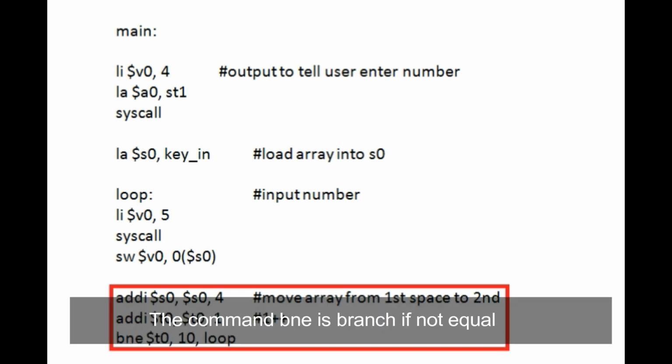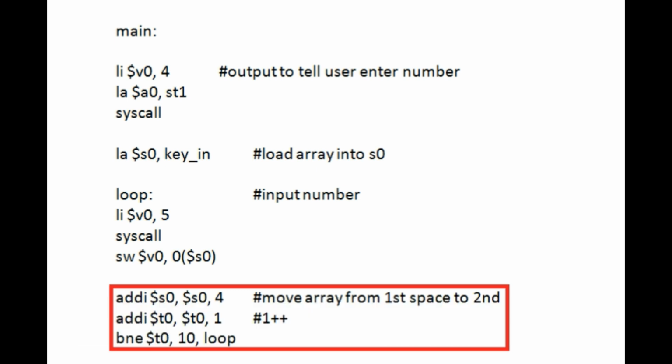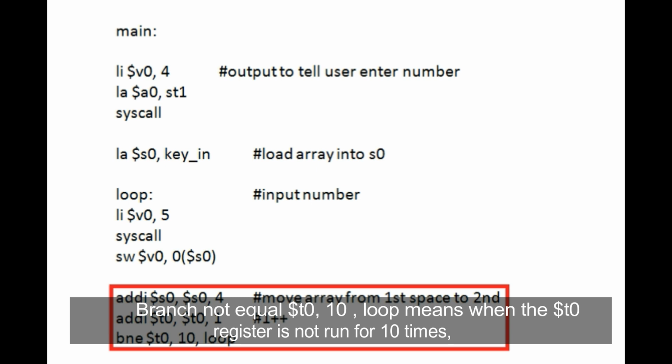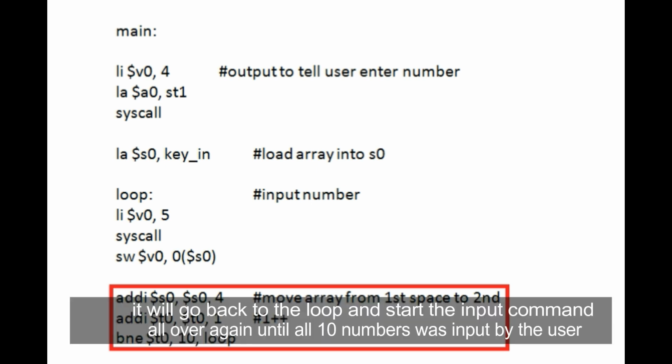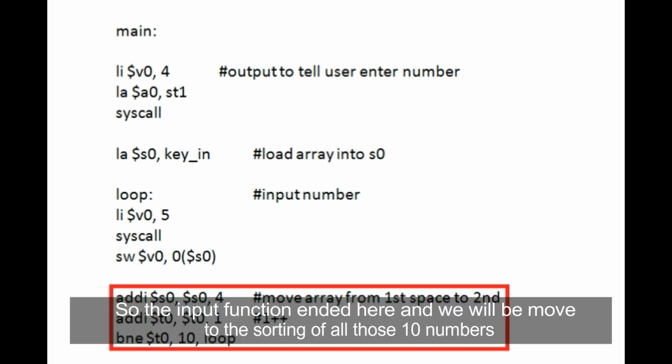The command B and E is branch if not equal. Branch not equal loop means when the register has not run for 10 times, it will go back to the loop and start the input command all over again until all 10 numbers were input by the user. So the input function ended here and we will move to the sorting of all those 10 numbers.